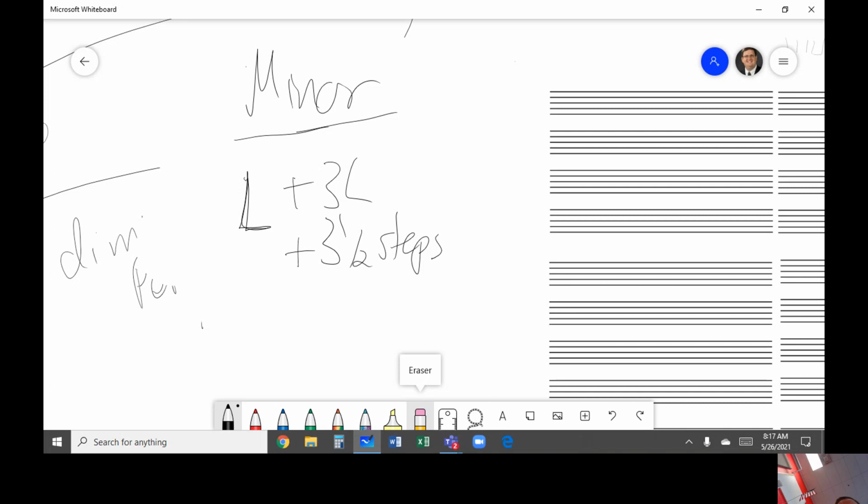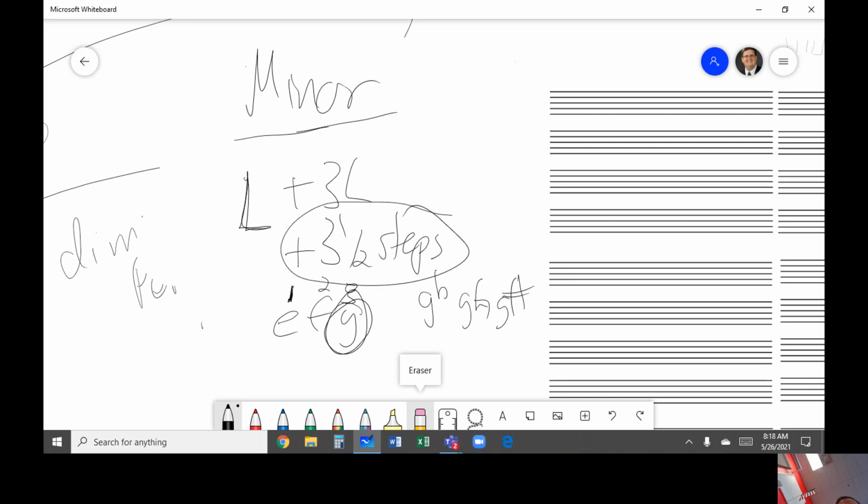Let's take E minor, for example. If I ask you what is the key signature for E minor, first I'm going to have to add 3 letters. And I do that by using the bottom one as number 1. So E, F, G. Okay? If I'm looking for E minor, what I'm really looking for is the major key signature for G. But what I don't know is is it G flat, G natural, or G sharp major that I'm looking for. That's where the 3 half steps come in.